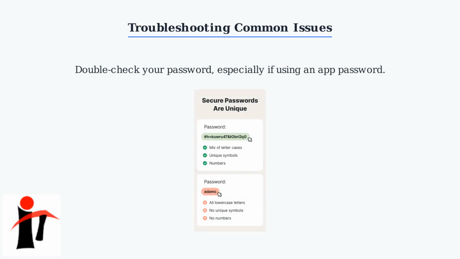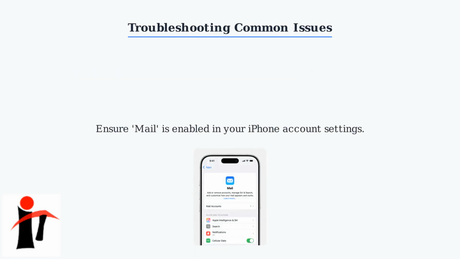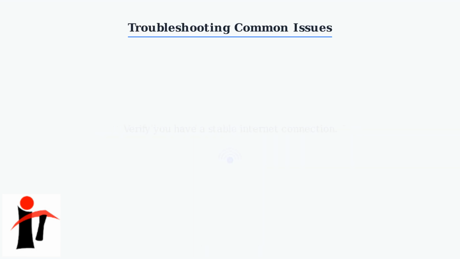If you're having trouble adding your Gmail account, first double-check your password. This is especially important if you're using two-factor authentication, as you'll need an app-specific password instead of your regular login password. Next, make sure the Mail option is enabled in your account settings on the iPhone. This allows the Mail app to access your Gmail account properly. Also, ensure you have a stable internet connection. Poor connectivity can prevent the setup from completing successfully. If these steps don't resolve the issue, try deleting the Gmail account from your iPhone and then re-adding it from scratch. This often fixes persistent setup problems.